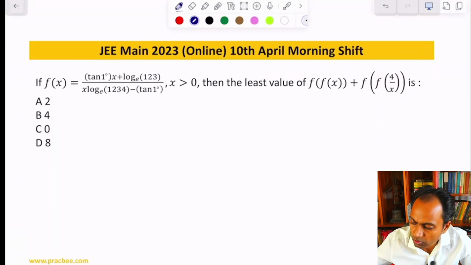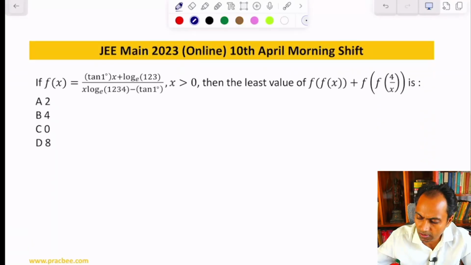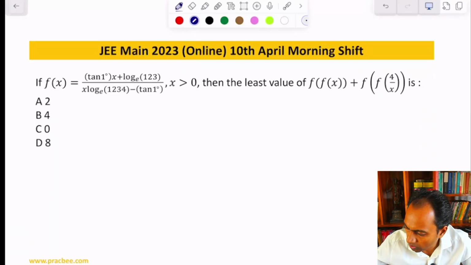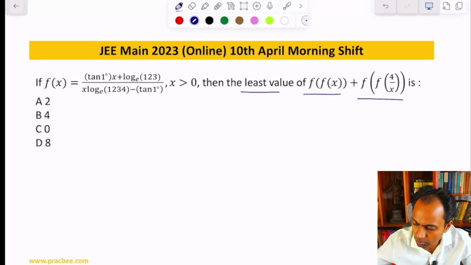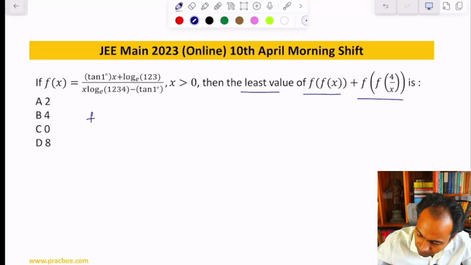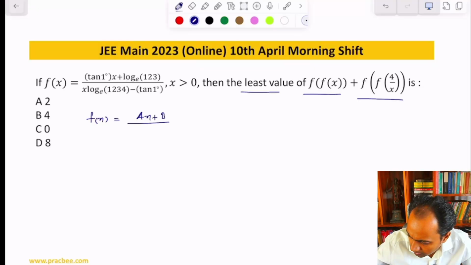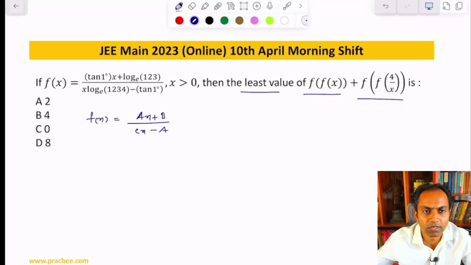So if I look into this 2023 question, the function is given. They are talking about the least value of this f of fx plus f of 4 by x. We need to solve this question. Now, if I write this function and if you closely observe, it is something like this: ax plus some constant b by cx minus a. Why are we writing in this manner? Because this whole tan 1 degree, log 1, 2, 3, 1, 2, 3, 4 is just given to confuse you.